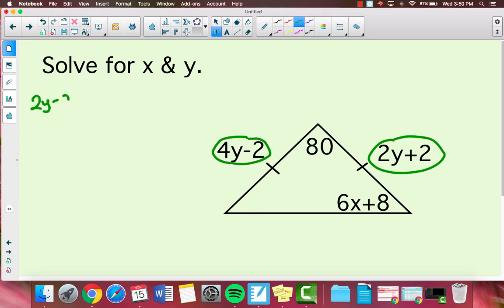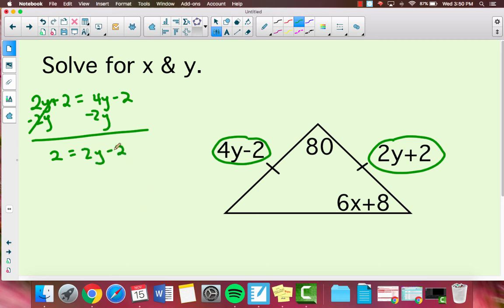So 2y plus 2 has to equal 4y minus 2. And now we can go ahead and solve. So I'm going to subtract 2y to the other side. And I'm going to get 2 is equal to 2y minus 2. Then I can add this 2 from the right side over to the left. So these will cancel. So I get 4 equals 2y. And then finally, I can divide everything by 2. So I get that y is equal to 2.